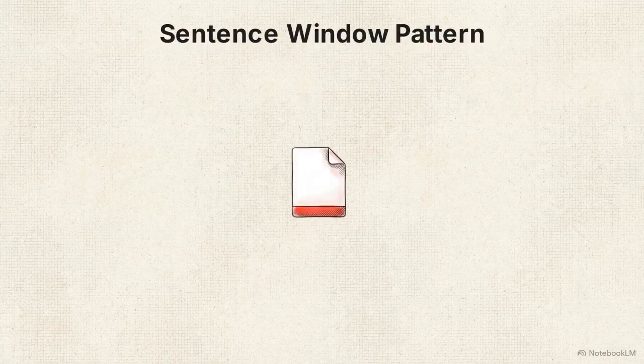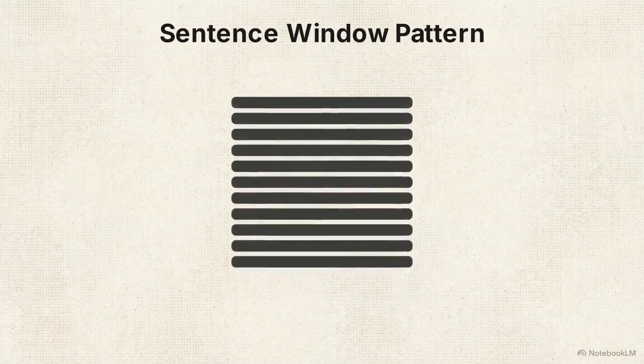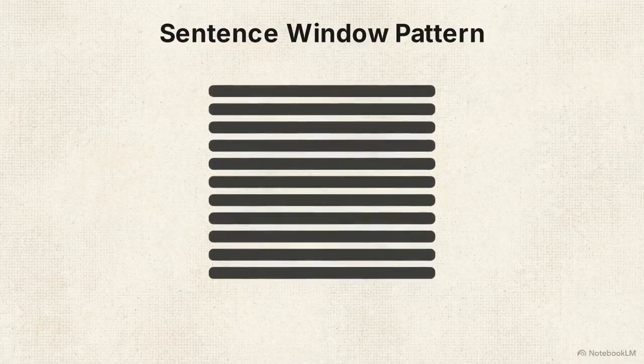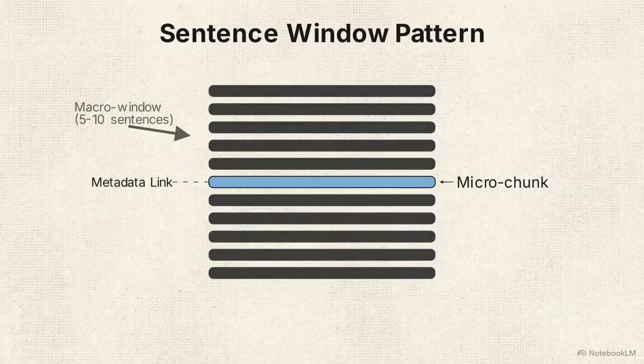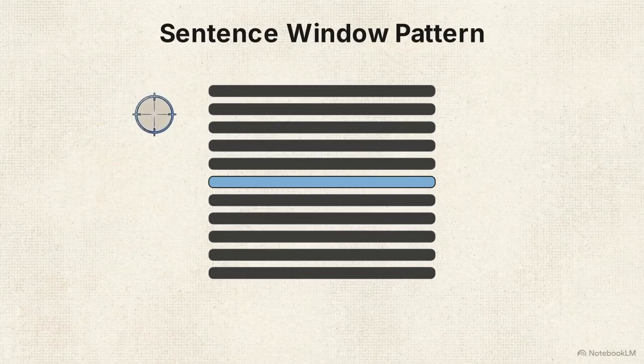There is an engineering solution to this bottleneck. This visualization illustrates the sentence window pattern. It utilizes a two-layer approach. The first layer creates microchunks at the individual sentence level for precise vector embedding. The second layer attaches metadata to that microchunk. This metadata links the precise single sentence back to a macro window of the 5 to 10 sentences immediately surrounding it in the original document.